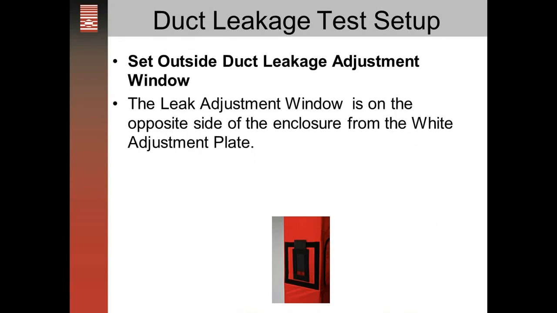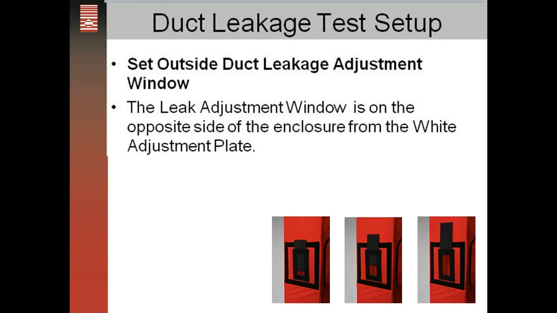Next, we'll set the leak adjustment window. So this is on the opposite side of the white attachment plate we have, and this will adjust the duct leakage to outside. So this is the connection between that ductwork and the outside, and that's adjustable.